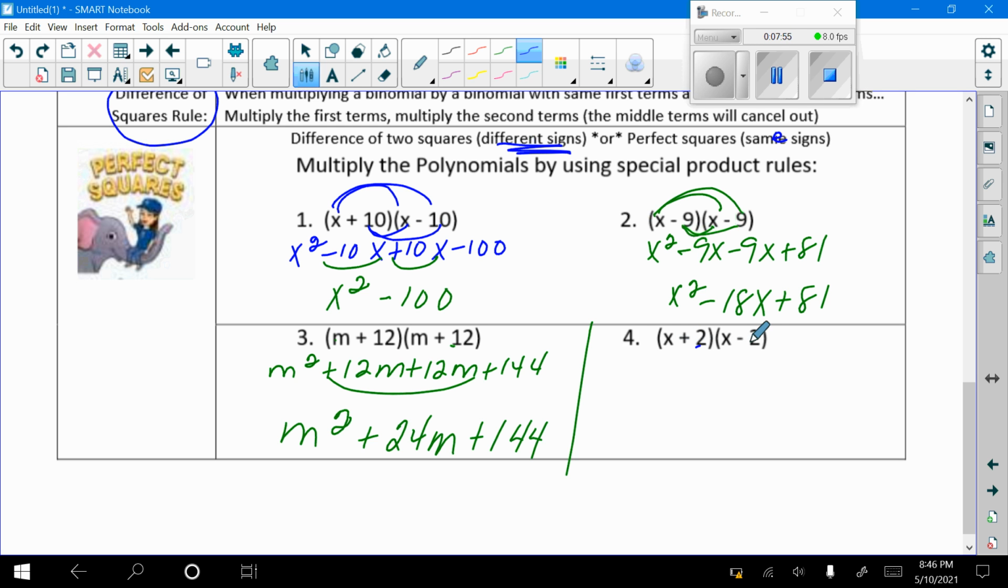And this one, they're different, so they should cancel out. So let's double check. X squared minus 2x plus 2x minus 4. So I end up with x squared, these canceled, minus 4. It's a difference of two squares.